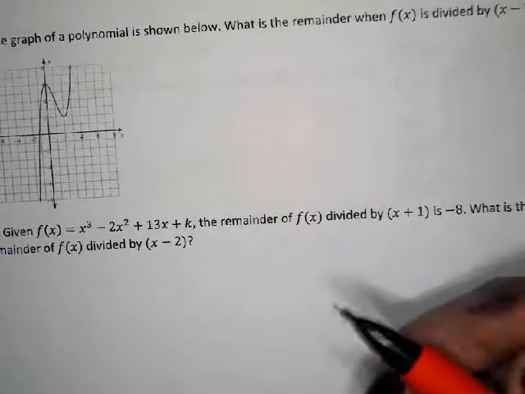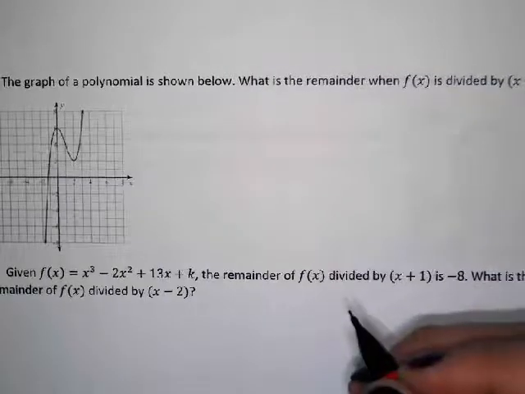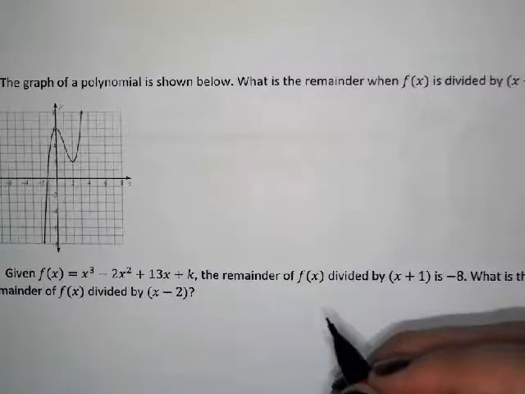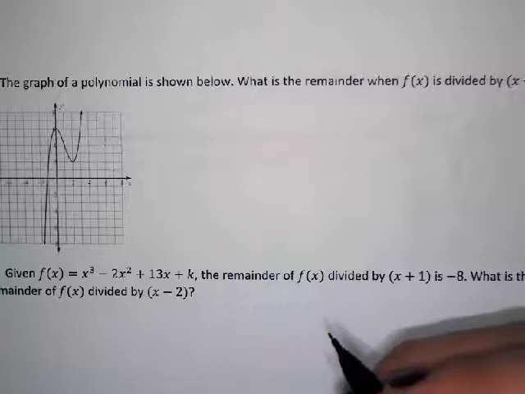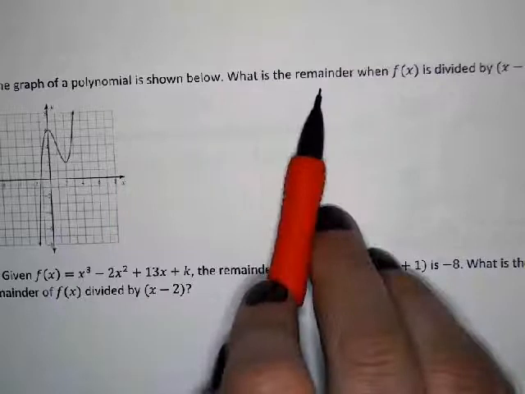So it says we have the graph of a polynomial. It says we have f of x, and it's divided by x minus 3. Okay, so I'm going to write it this way. I have f of x divided by x minus 3.